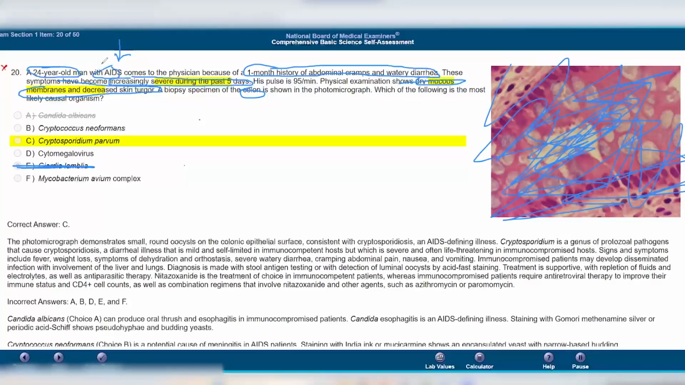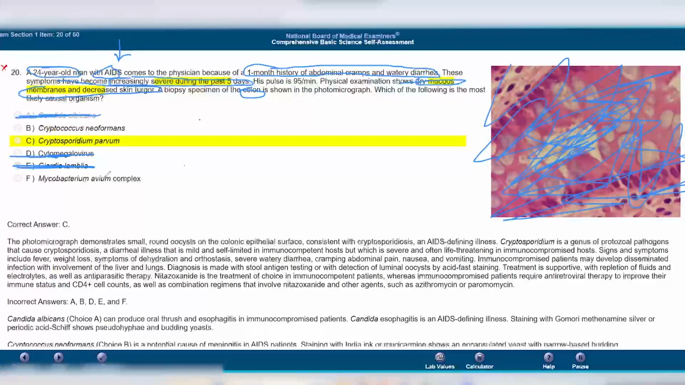CMV can happen in AIDS, but mainly it's going to be bloody diarrhea, esophageal ulcers, CMV pneumonia, things like that. So not the case here. Cryptococcus neoformans, what is this? It's a fungus, right? And then Candida is like yeast in your mouth, yeast infections, things like that.